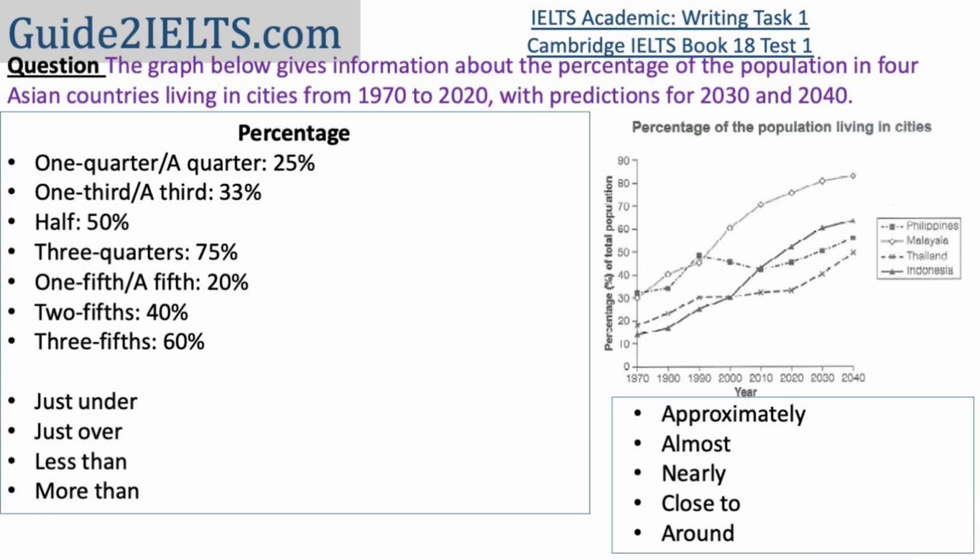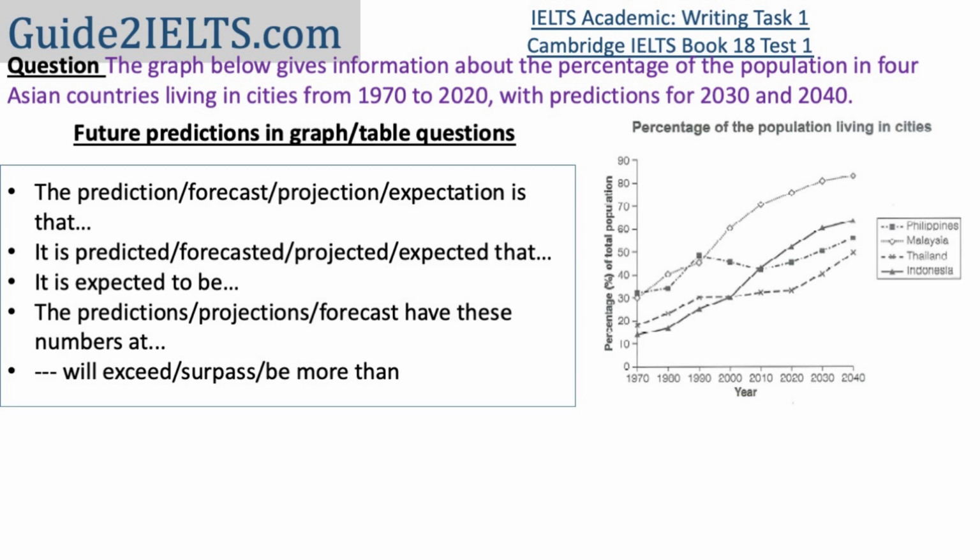And because we don't have exact figures in this writing, we do need a lot of variations of the word approximately. So here's a list of a few. Whenever future is mentioned in a graph question or a table question, that future is a prediction. Here are a few different sentence structures and synonyms that you can use when writing about this.